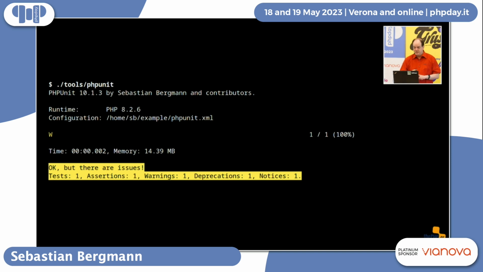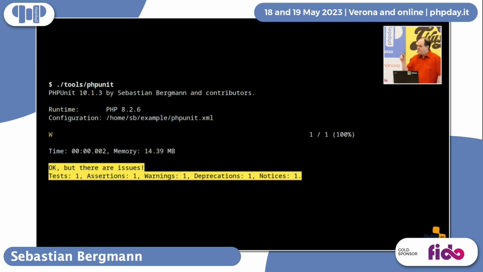The test succeeds. We reach the end of the test method just because there is an E_USER_DEPRECATED. The execution of the test method is not aborted. We reach the end. PHPUnit tells us, hey, okay, the test succeeded, but there are issues. Remember, outcome versus issues. So we see in the summary, we ran one test, there was one assertion, we had one warning, one deprecation, one notice.